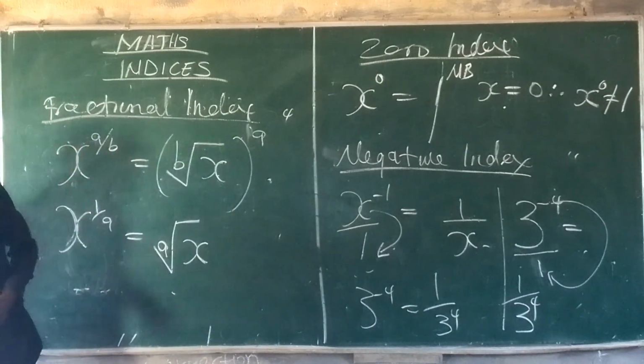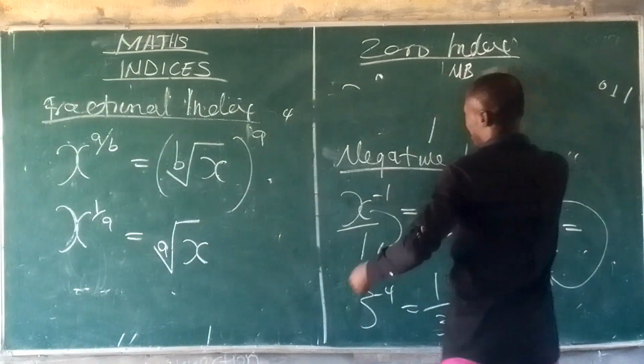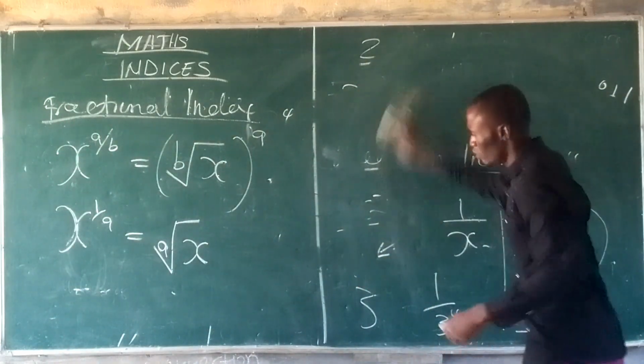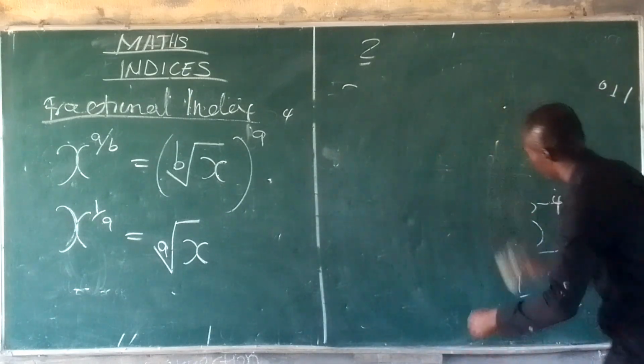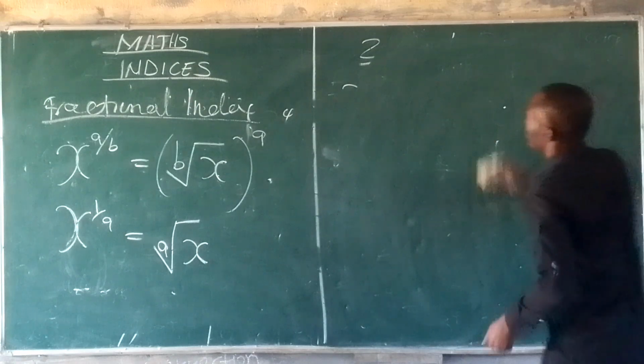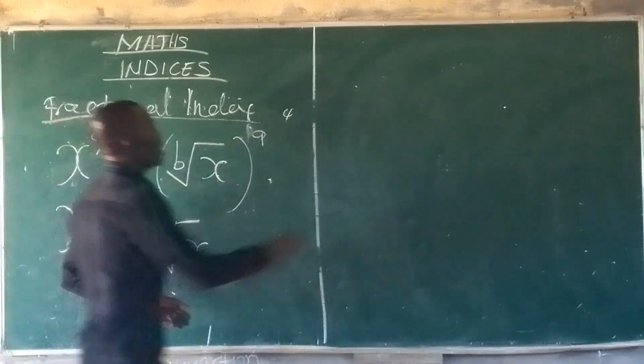Now, we go to the next one. Let's compare. The next one is called the product power. Let me get the chart.